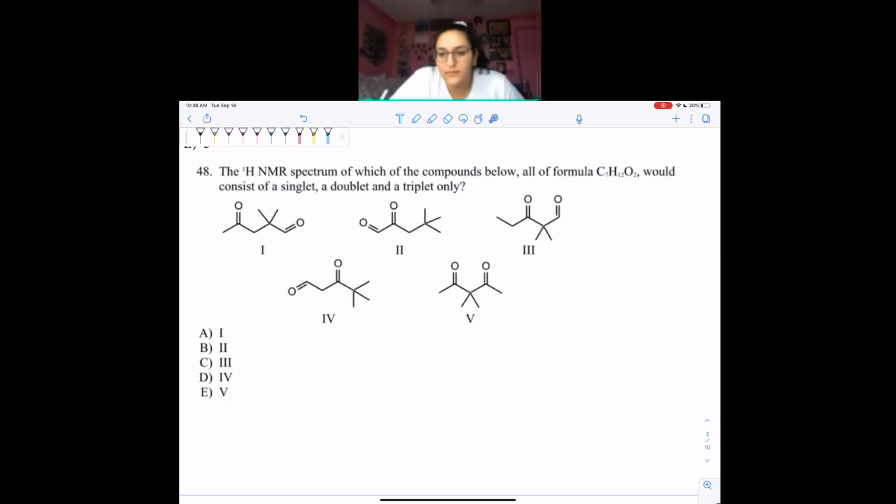Okay, so right quick, someone asked, can we do a problem with COSY and HETCOR? I'm going to be completely honest with you guys. If he asks you questions about that, it's literally going to be like, what does COSY stand for? And we know that's correlational spectroscopy. Or what does COSY tell us? And COSY just tells us about the relationship between adjacent hydrogens.